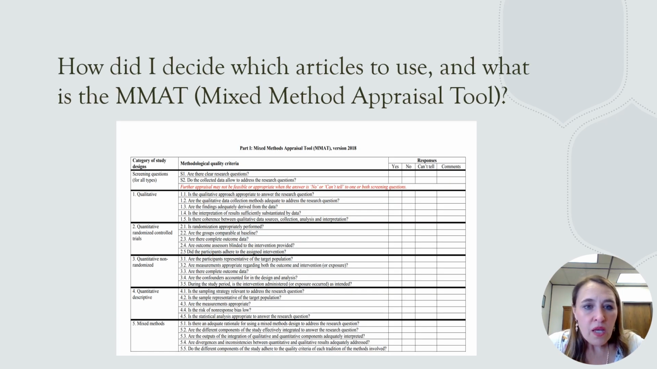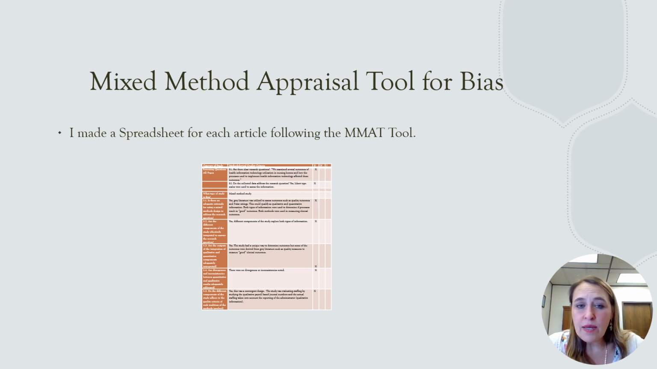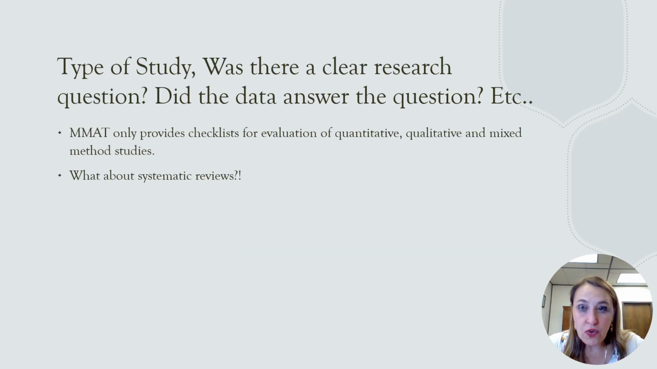So this is a little snip of what the MMAT looks like, and this is a little snip of the Excel spreadsheets that I made for each one of my articles that I appraised before I included it in my systematic review. So what they want you to do is they want you to ask what type of study was it? Was there a clear research question? Did the data in the article actually answer the question that they were asking?